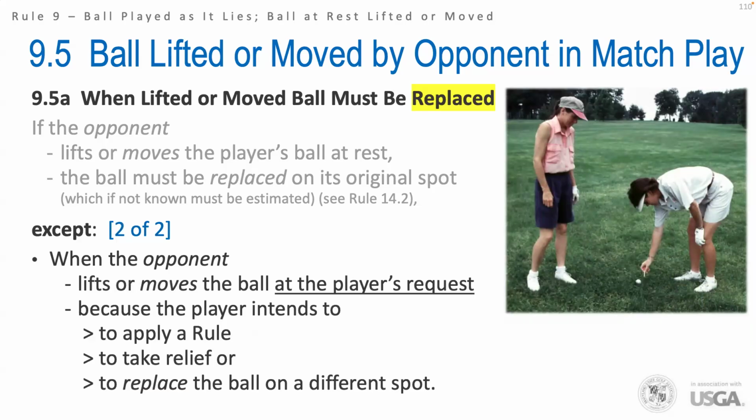So here, their opponent or the player asks their opponent to identify their golf ball at their request. So that's okay under the rules.